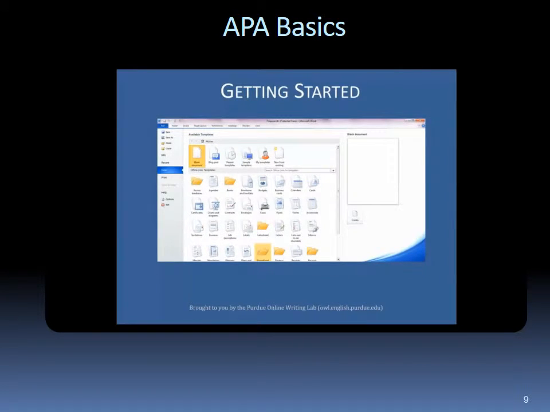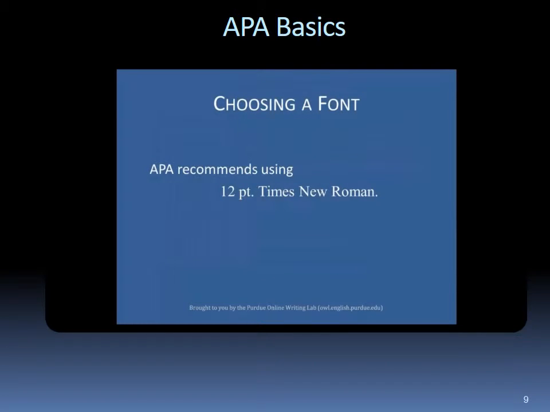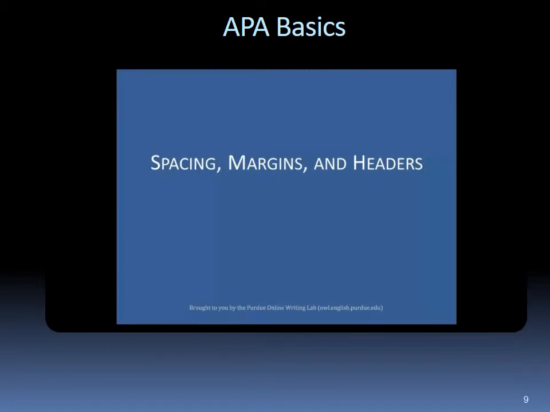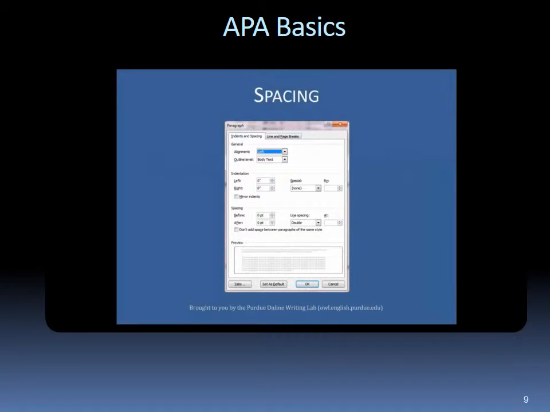Begin by opening your word processor program. For our demonstration here, we will use Microsoft Word 2007. APA recommends using 12-point Times New Roman font. Be sure your word processor is set to this font. Spacing, margins, and headers. APA requires all papers to be double-spaced throughout. To set your line spacing to double-space, open up the Paragraph menu in Microsoft Word. Change the default line spacing setting from after 10 point to 0 point. Then change line spacing from multiple to double.